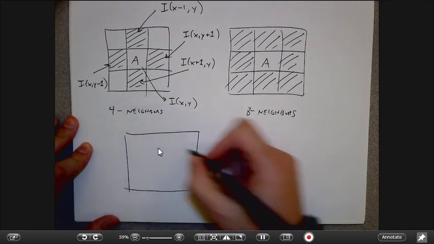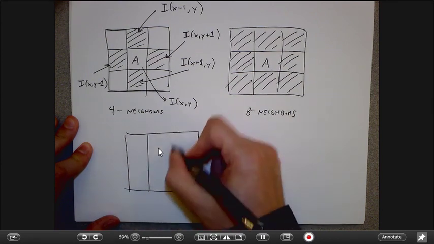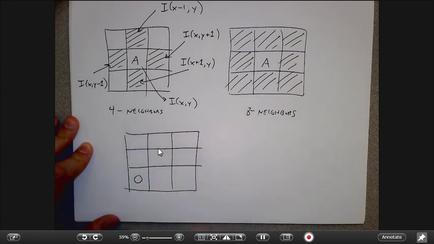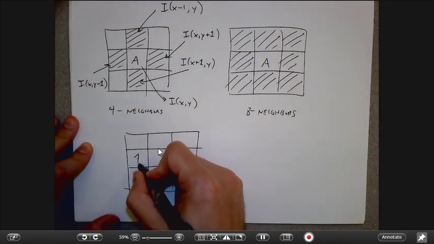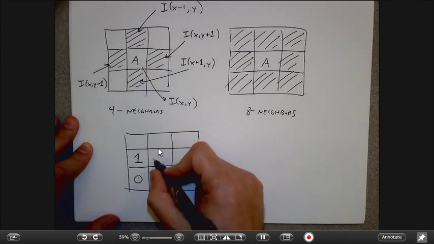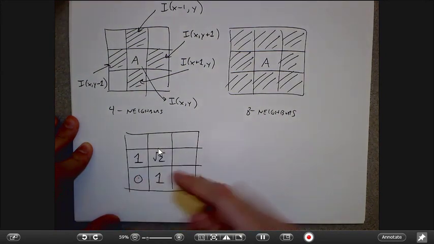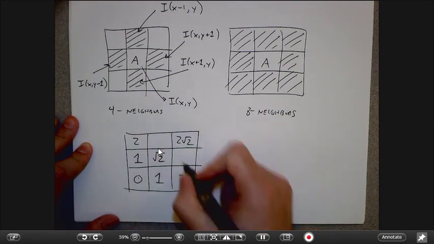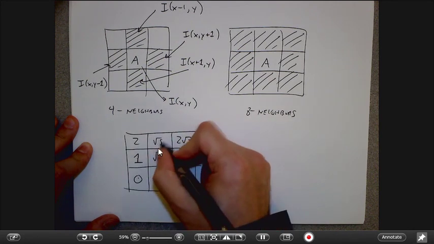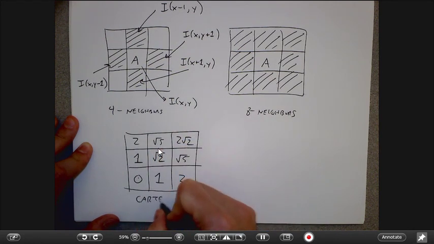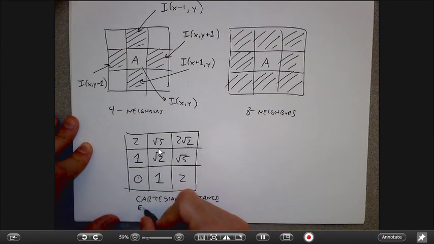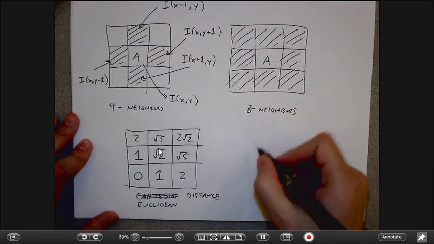Okay. We may also sometimes talk about distance measures. Not too often, but just to be worthwhile. So, for example, I may say, how far is this pixel away from this pixel? It's 1 away in this direction. This pixel will be square root of 2 away because it's got the diagonal. This would be 2, 2 square root of 2. This would be like square root of 5, and so on. So this would be like Cartesian distance, or Euclidean distance. I guess Euclidean distance is really what I mean.